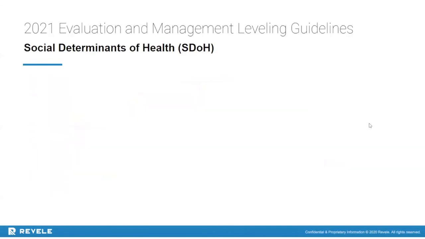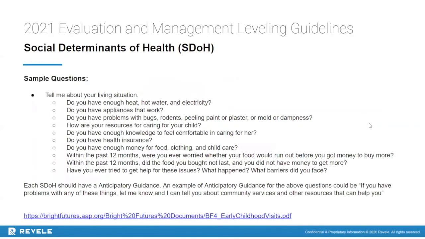In order to level by a social determinant of health, the provider should document the question or questions asked and the response. For a possible question in regards to patients who are 12 months and younger, Bright Futures, as you can see in the hyperlink below, see pages 4 and 5. So some sample questions would be, tell me about your living situation. Do you have enough heat, hot water, electricity? Do you have appliances that work? Do you have problems with bugs, rodents, peeling paint or plaster, or mold or dampness?